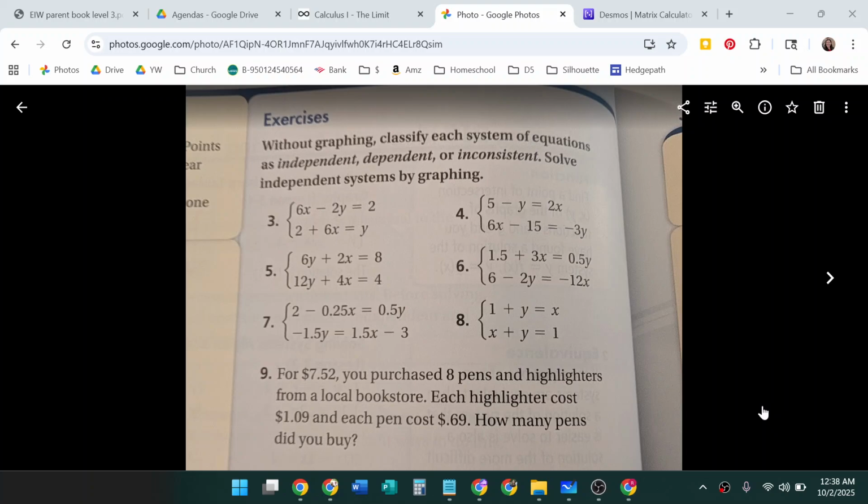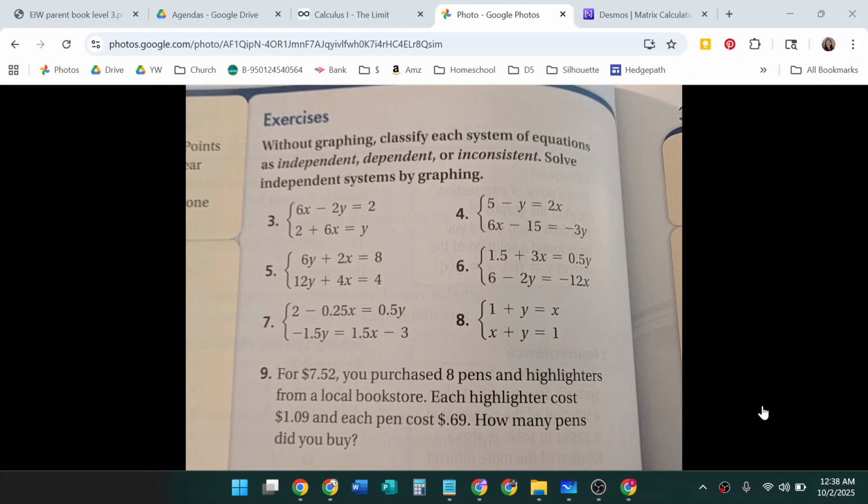Okay, this is your lesson for Friday. It's the review of chapter 3, and if you want to rewatch it Monday or practice some more problems Monday, you can, so that we can move forward with the test on Tuesday.